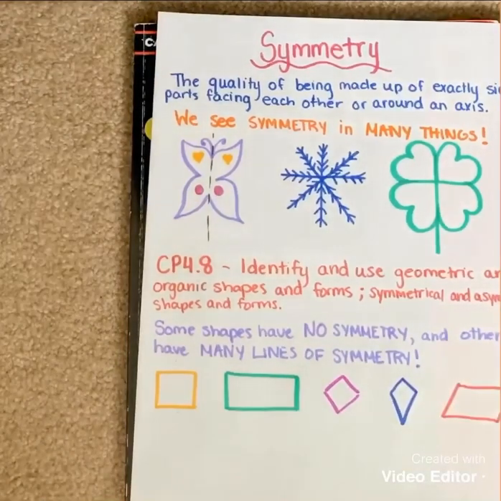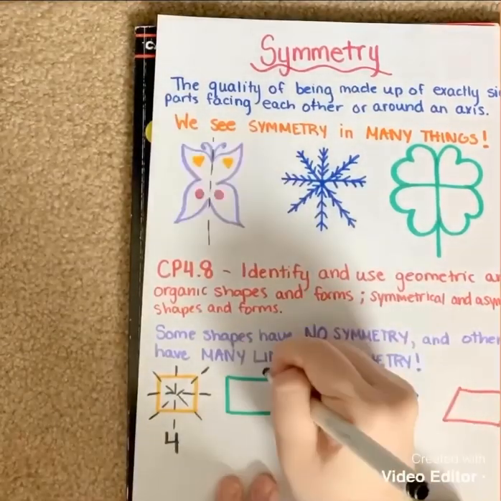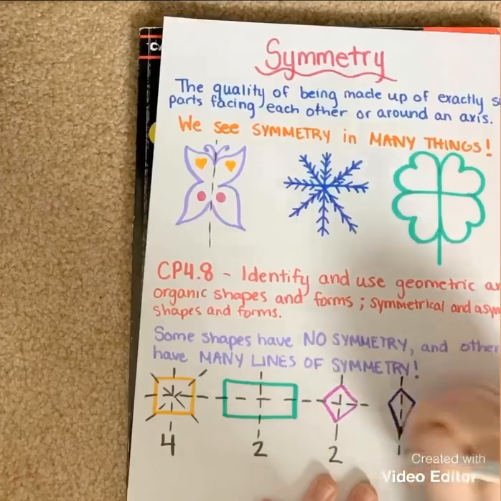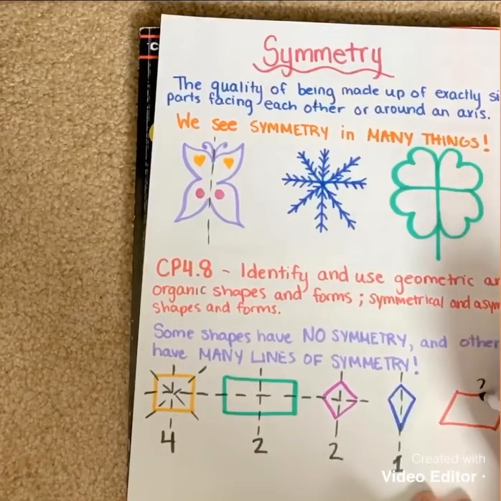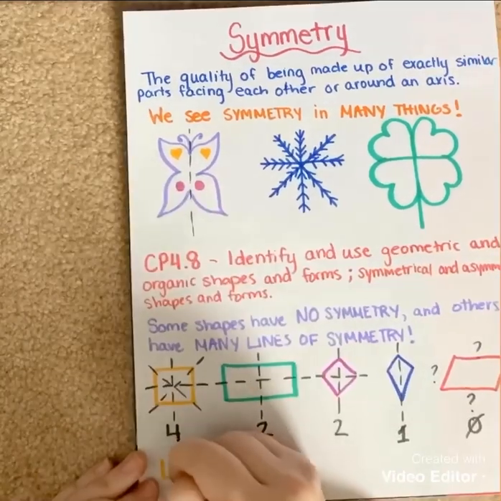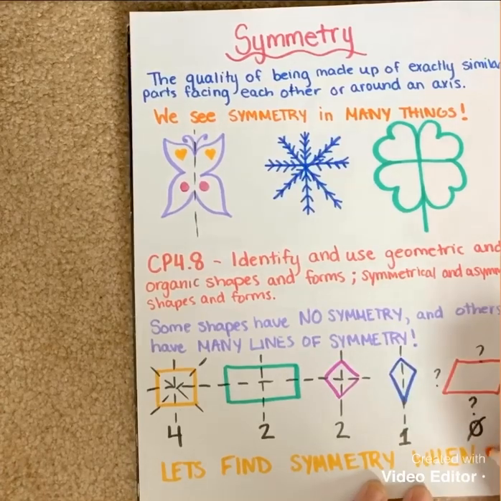In a square, they have 4 lines of symmetry. A rectangle and a rhombus, they have both 2 lines of symmetry. The kite has 1, and the parallelogram, that shape is asymmetrical. Now that we notice symmetry, let's go ahead and create symmetrical creatures using our names.